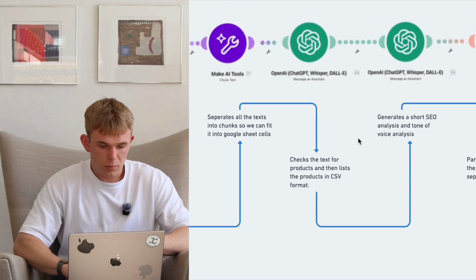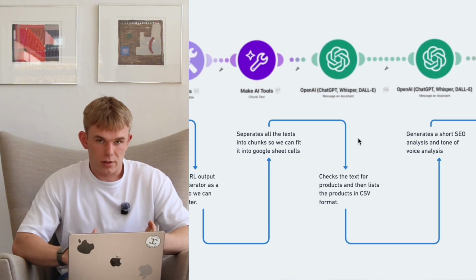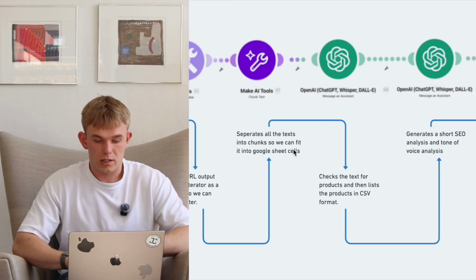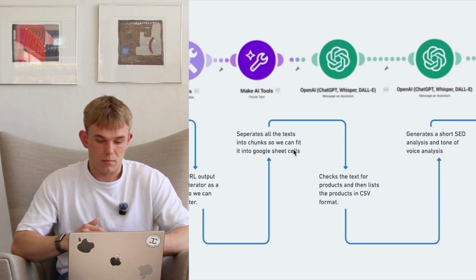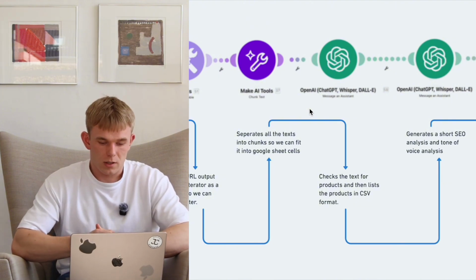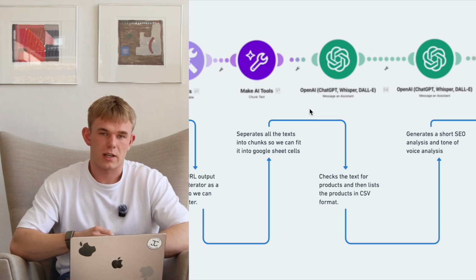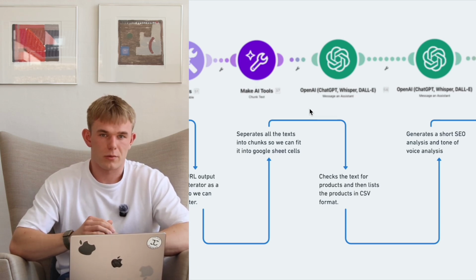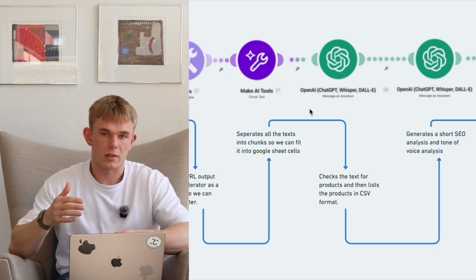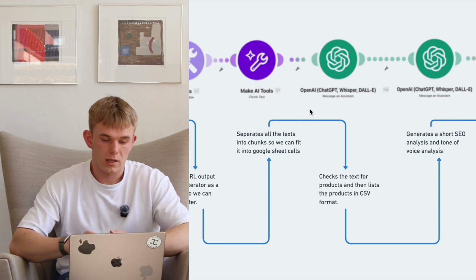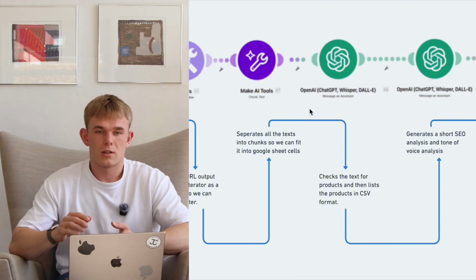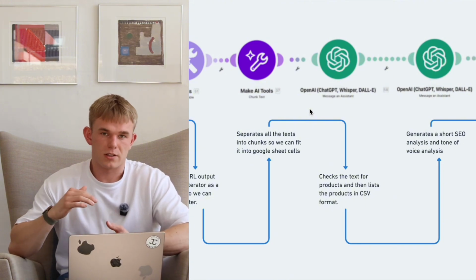Then the automation chunks up the text and sends these chunks into the OpenAI ChatGPT module, which is a message and assistant module. This module activates an assistant that we already created in the OpenAI platform. You have to create this assistant and prompt it how you like, and then this module just activates that assistant and sends the input from the module as a user message.